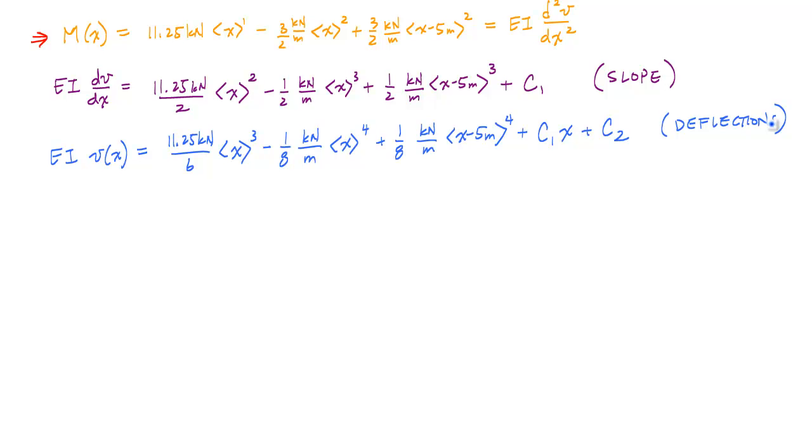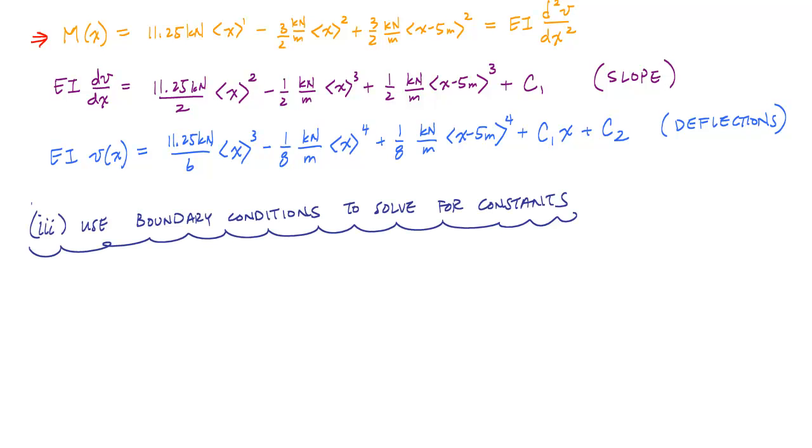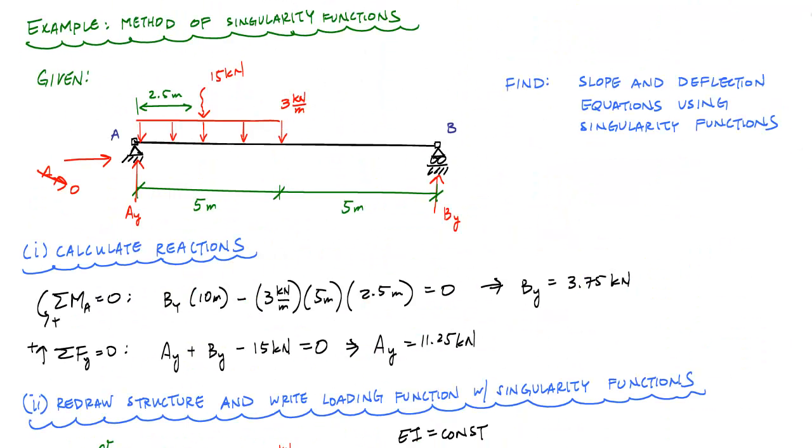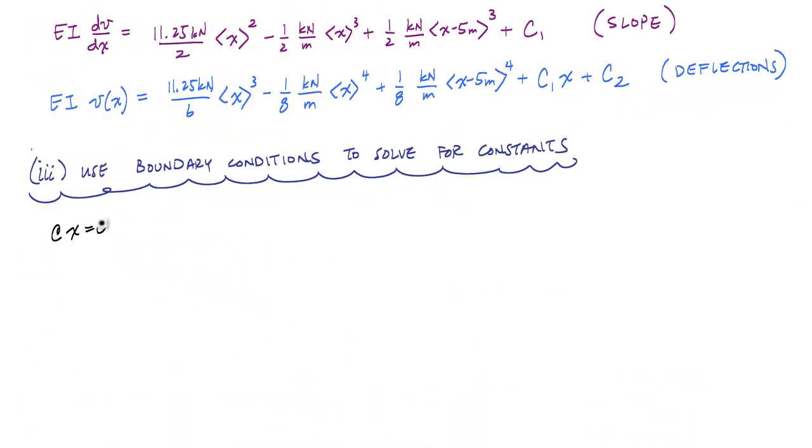And the way I solve for these constants is just like in the double integration method, and that is to have boundary conditions. To do that, you can remember what the support conditions look like. If I go back up to the original drawing here, at x equals 0, I have no vertical displacement. At x equals 10 meters, I have no deflection in my beam. So at x equals 0, my deflection v of 0 equals 0. And at x equals 10 meters, my deflection at 10 meters equals 0.